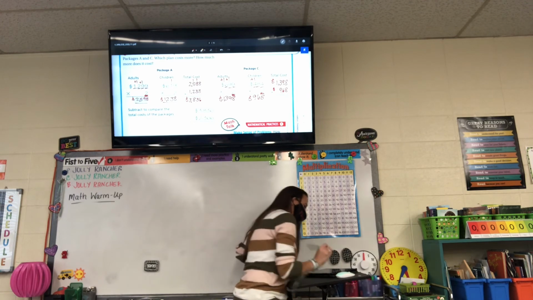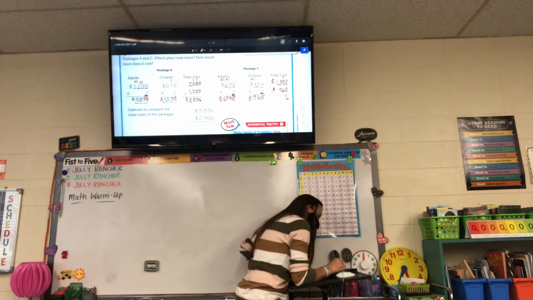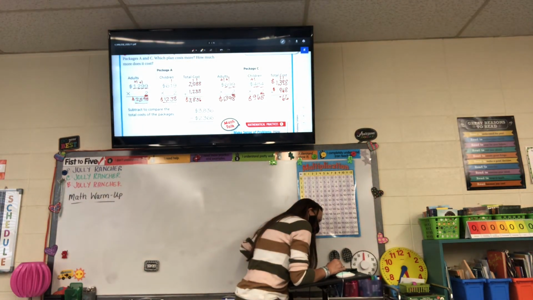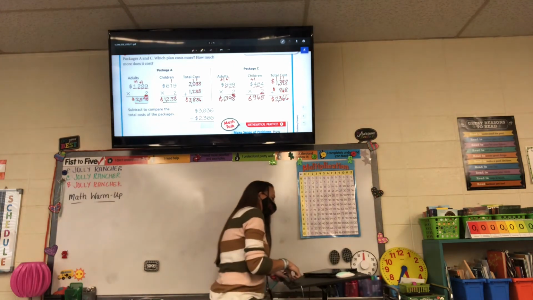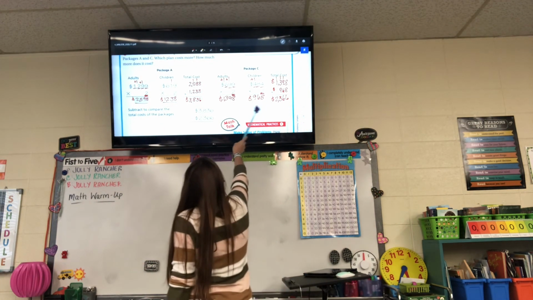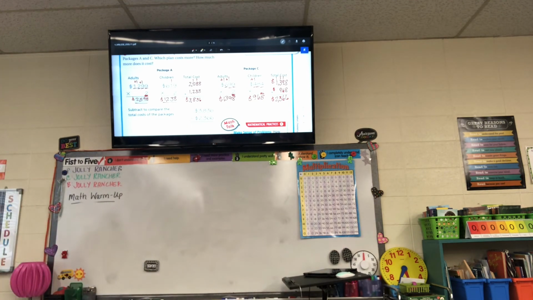So 8 plus 8, 16. Put down the 6, carry the 1. 9 and 1 is 10, plus 6 more is 16. Put down the 6, carry the 1. 9 and 1 is 10, plus 3 is 13. Put down the 3, carry the 1. So vacation package C would cost them $2,366.